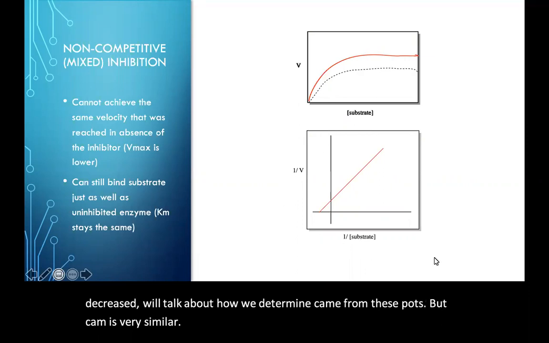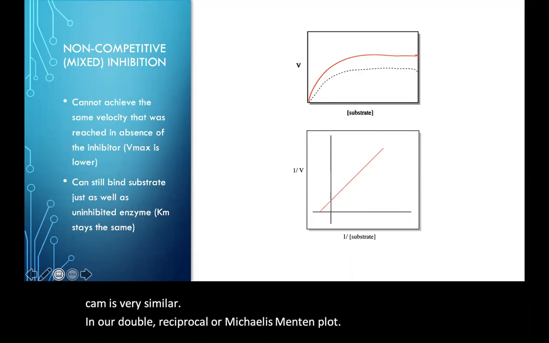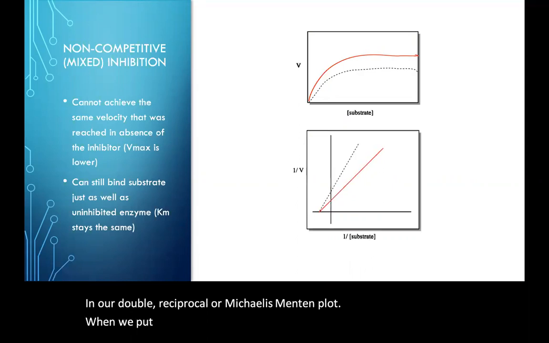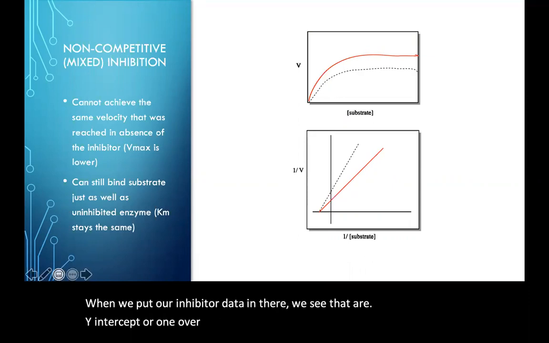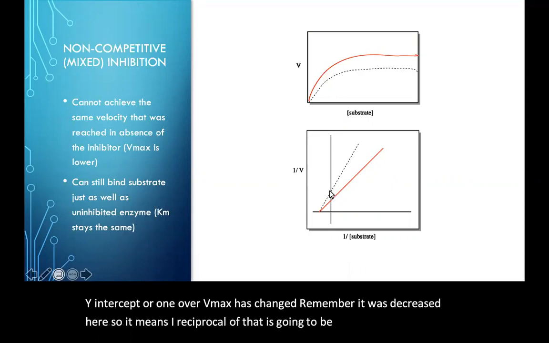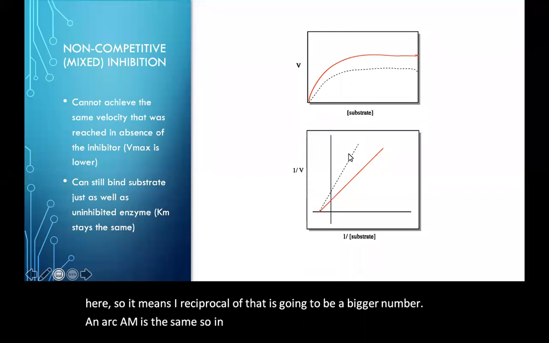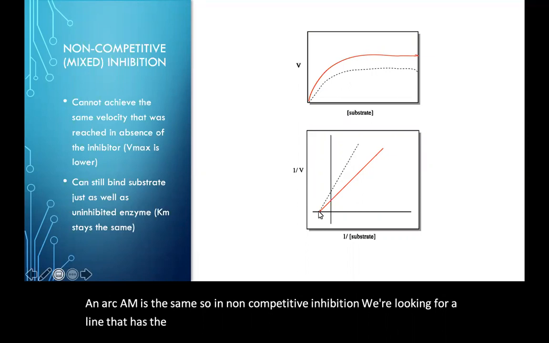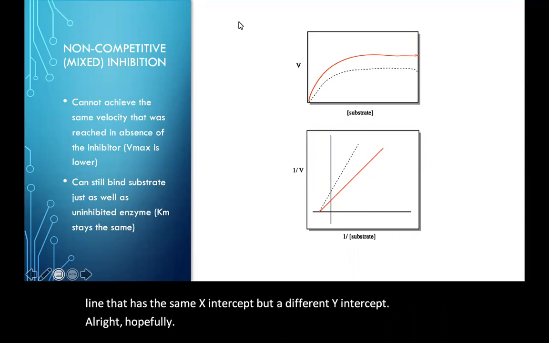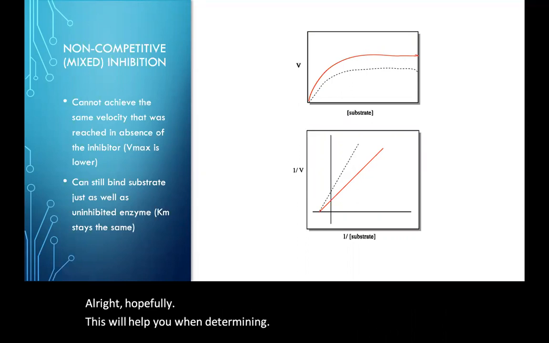In our double reciprocal plot, when we put our inhibitor data in there, we see that our y-intercept, or 1 over Vmax, has changed. Remember, Vmax was decreased, so the reciprocal of that is going to be a bigger number. And our Km is the same. So in non-competitive inhibition, we're looking for a line that has the same x-intercept, but a different y-intercept. All right, hopefully this will help you when determining what type of inhibition you have by quickly plotting a Lineweaver-Burk of your data.